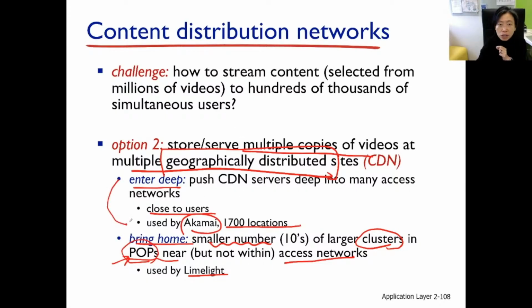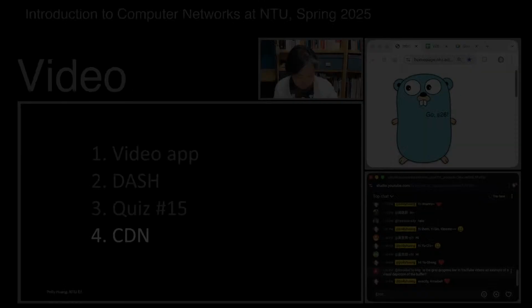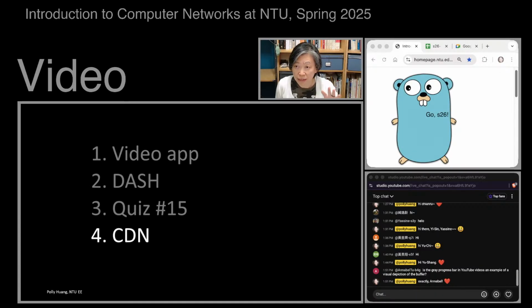This is closer to the end customer. Some big, wealthy service providers might subscribe to this, because maintaining the infrastructure is very high cost. Those smaller content providers, not quite as wealthy, might then subscribe to a bring home CDN service. All right, so you see one type is closer to the end users but more expensive. The other is farther away from the end users but cheaper. So it will always be a trade-off selecting which type of CDN you subscribe to.